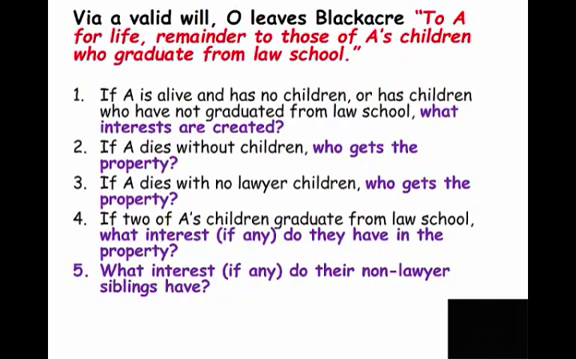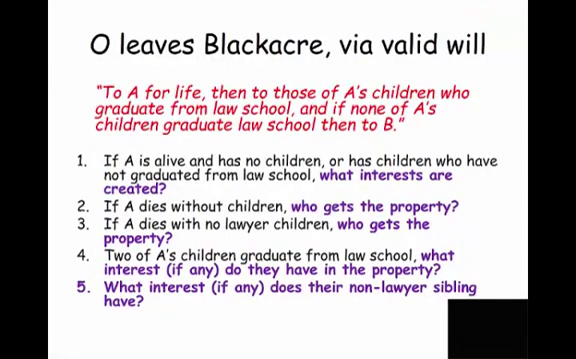So via valid will, O leaves Blackacre to A for life, remainder to those of A's children who graduate from law school. If A is alive and has no children, or has children who have not graduated from law school, the children, maybe the not yet existing children, have a contingent remainder, and the way this is written, O has an implied reversion. As A's children graduate from law school, they acquire a vested remainder subject to open, and the non-lawyer children, siblings, still have a contingent remainder. Without children, the property will revert to O.